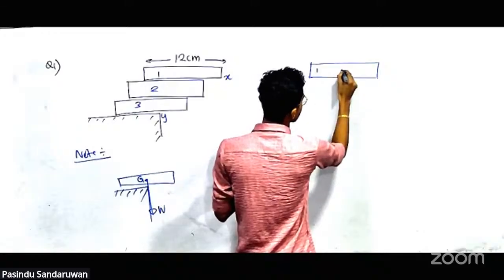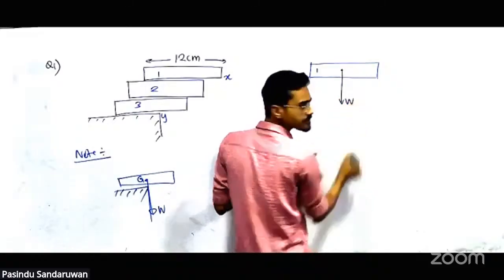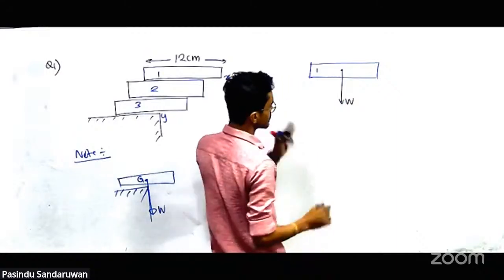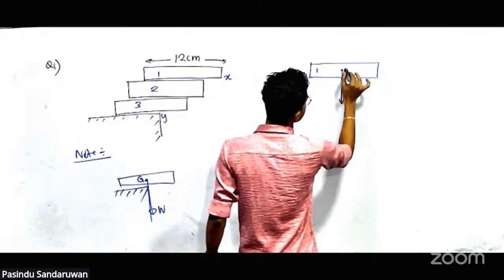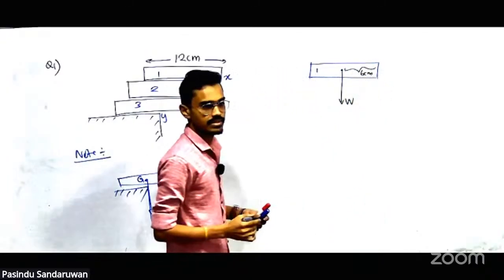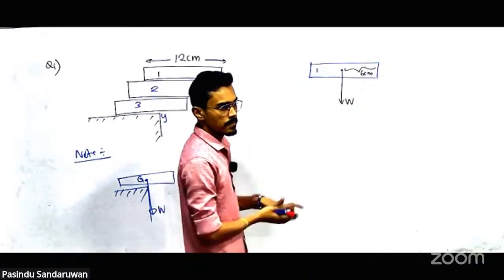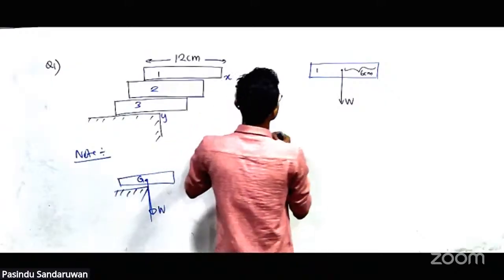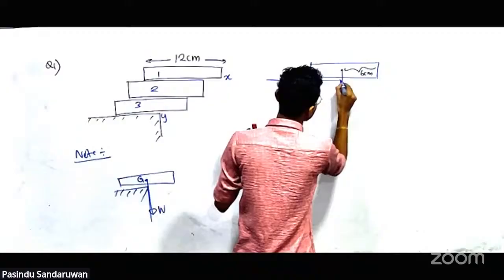Say its weight is W, mg or W, anything, say W. We know the center of gravity is exactly at 6 centimeters. Now, if I keep the first book on the second book, as the second book is like this, at the edge.